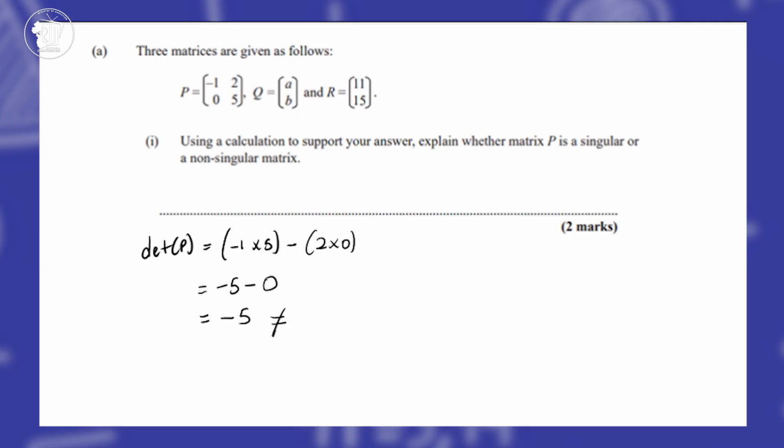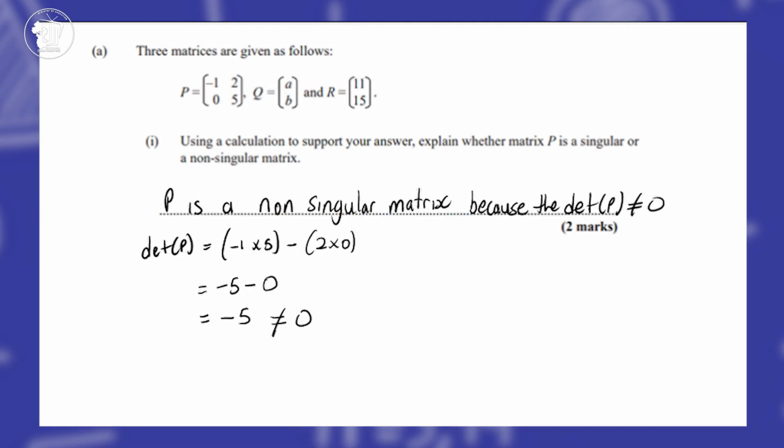So because this is not equal to 0, P is a non-singular matrix. And the reason being, because the determinant of P is not equal to 0. All right, so let's move on to the next question.